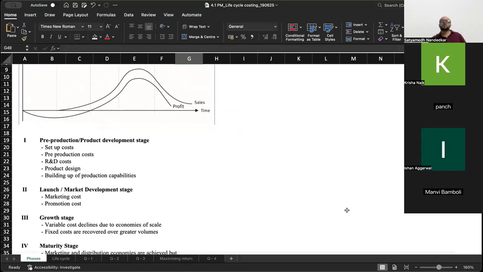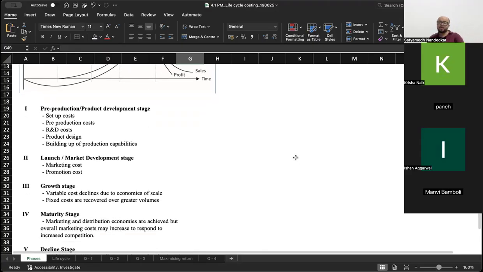Then you launch the product with a lot of fanfare, with a lot of promotional activity getting incurred. So you incur marketing cost and promotion based cost. That's the second stage. At this stage, the revenue is low, it's not as high, but marketing costs are super high at this stage.